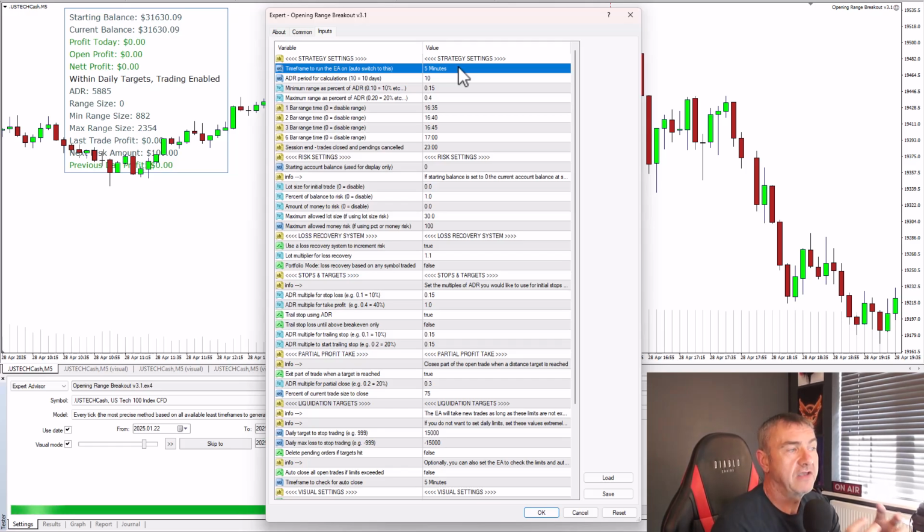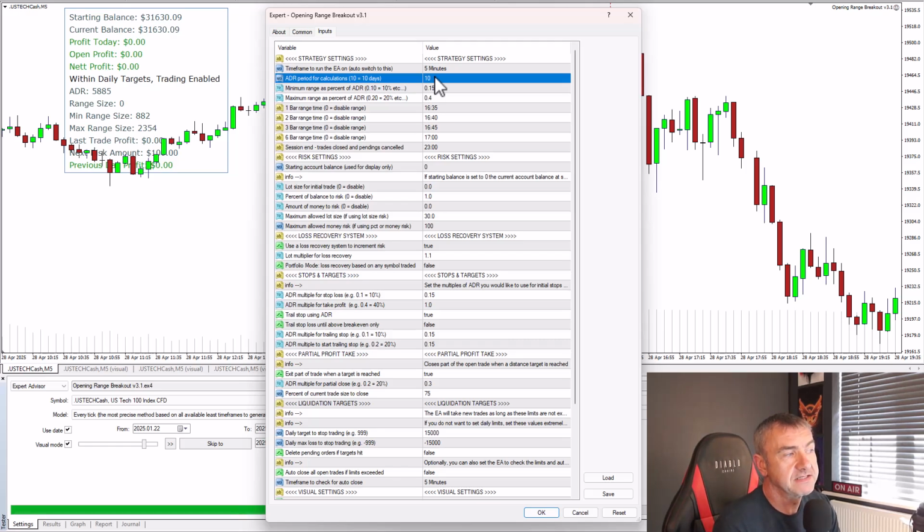What the EA will do is every time a candlestick closes, if the chart is not set to this time frame, it will automatically switch over onto this time frame for you. So you want to set this up on whatever time frame you're looking to trade with. The ADR period for calculations is set as default to 10, but you could set that to whatever you want. This will look at the average daily range of movement for the instrument that you're trading over the last 10 days, and it will use that to decide how big or small those ranges are going to be.